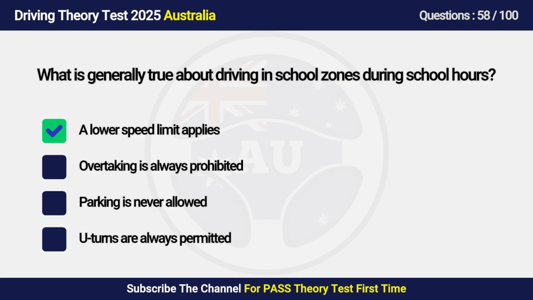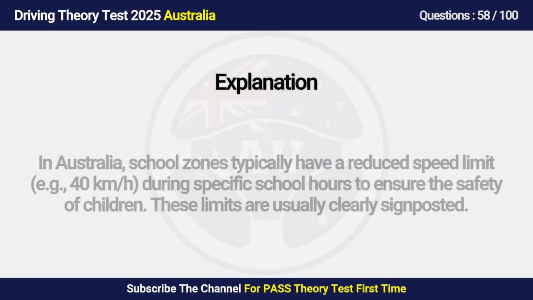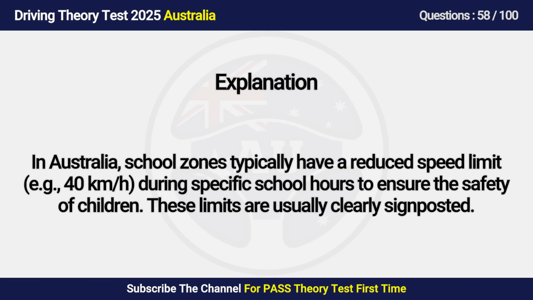Answer is A, lower speed limit applies. In Australia, school zones typically have a speed limit, e.g., 40, during specific school hours to ensure the safety of children. These limits are usually clearly signposted.